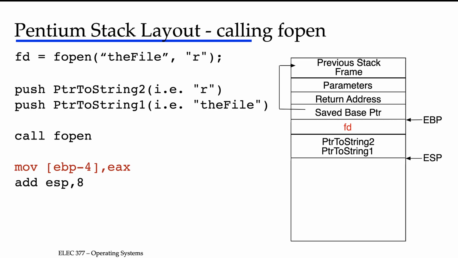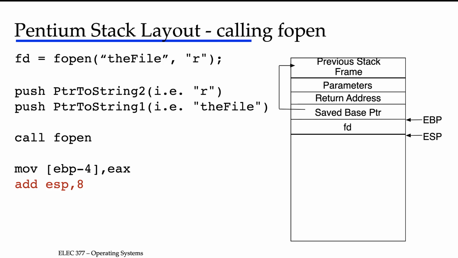The calling location moves the A register into the local variable. The local variable FD is accessed by 4 bytes below the base pointer. Local variables are accessed by subtracting the offset off of the base pointer. Parameters are accessed by adding the offset onto the base pointer. We then add 8 to the stack pointer to remove the parameters that we had pushed on the stack. And at this point in time, the call to fopen is done.